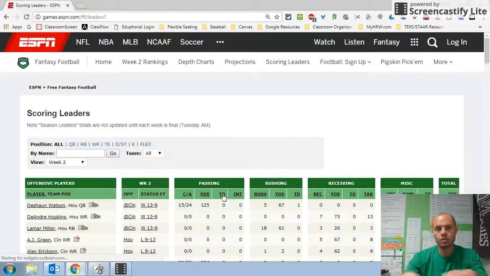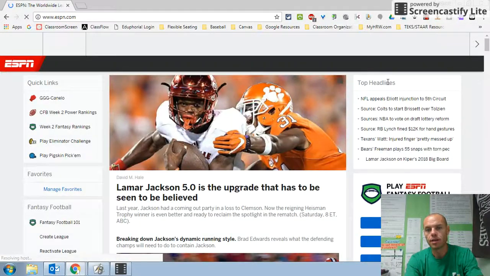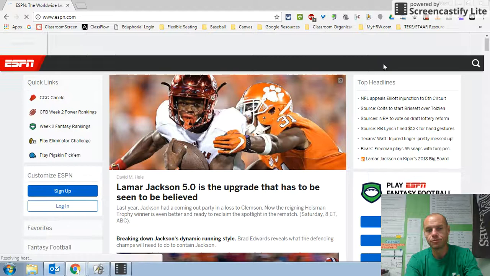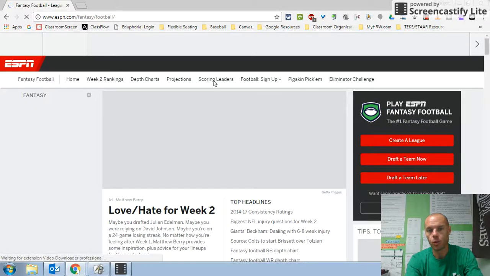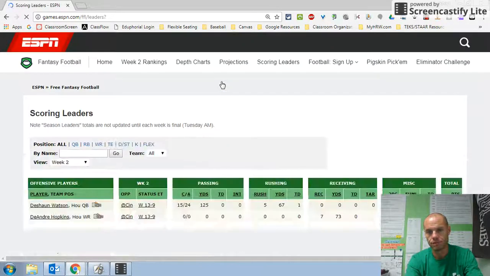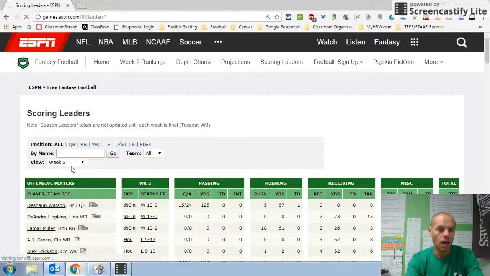If by chance you're not on my website, this is how you would navigate it. You would go to ESPN.com. You would click on fantasy, which is here. Drop down to football, and then scoring leaders right here. So I have that shortcut. All right, so here we go.